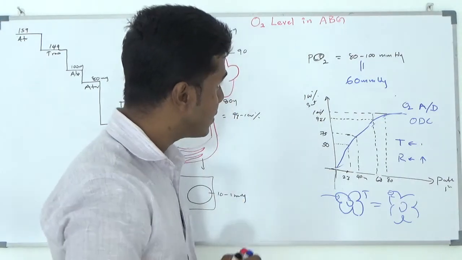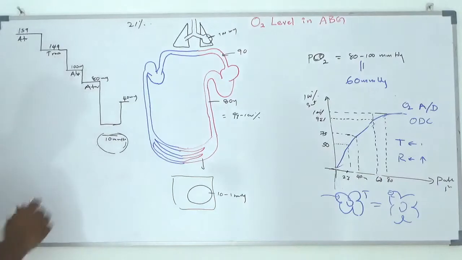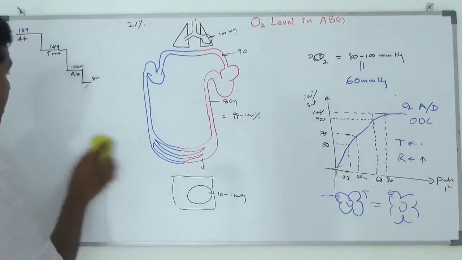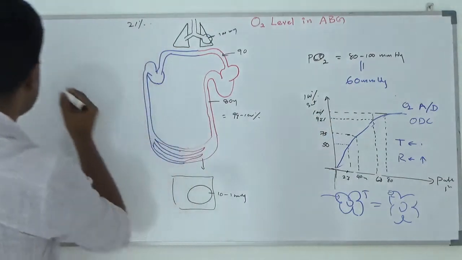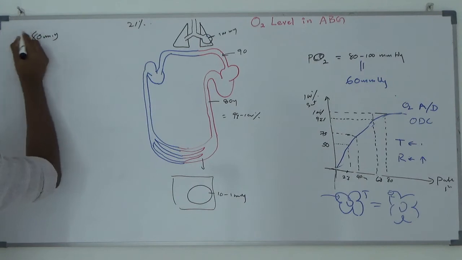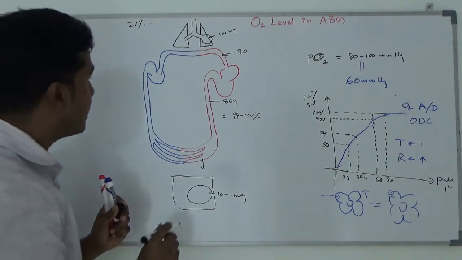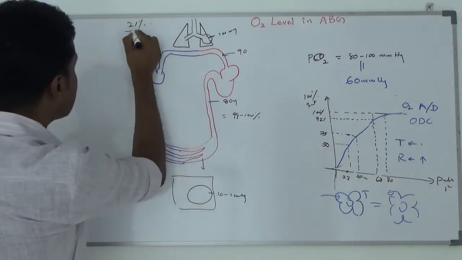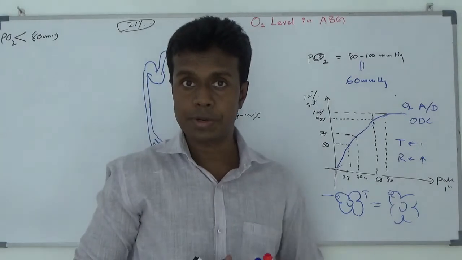If you find a patient with less than 60 partial pressure, or less than 80 millimeters of mercury partial pressure of oxygen, it may be due to a problem in the atmosphere.